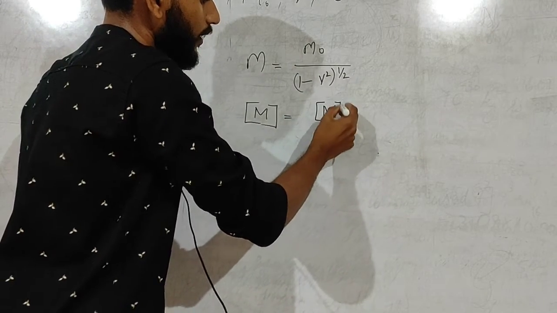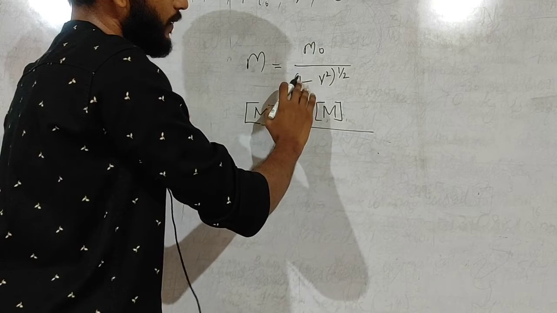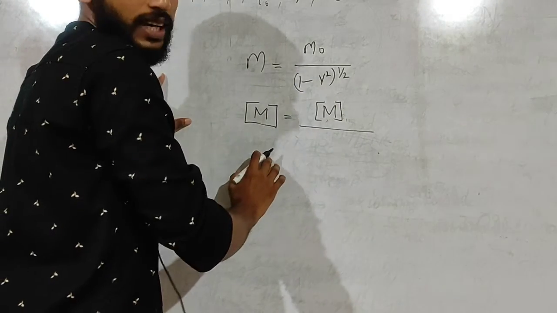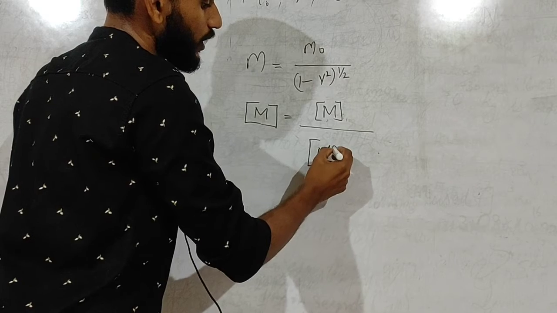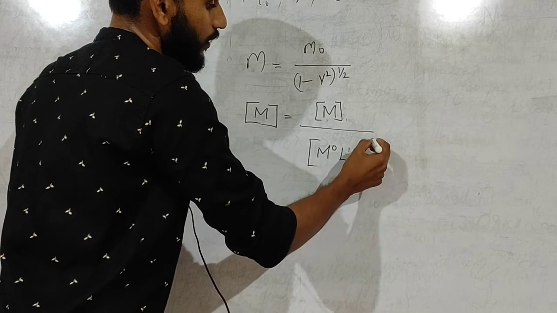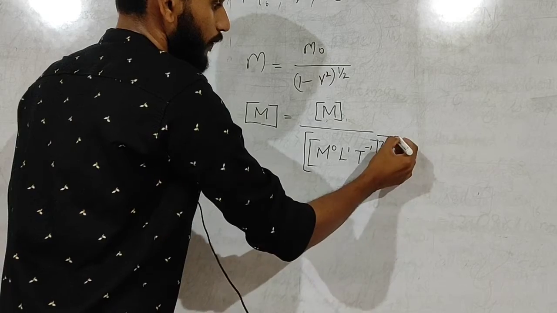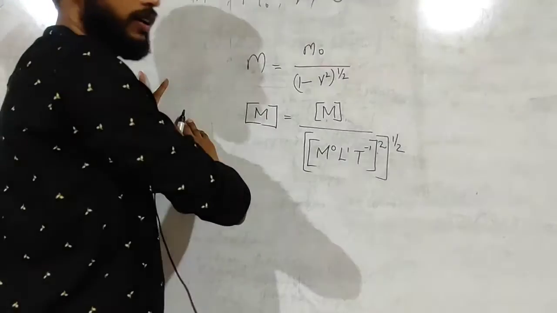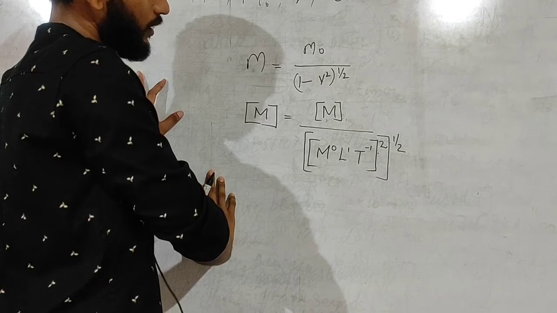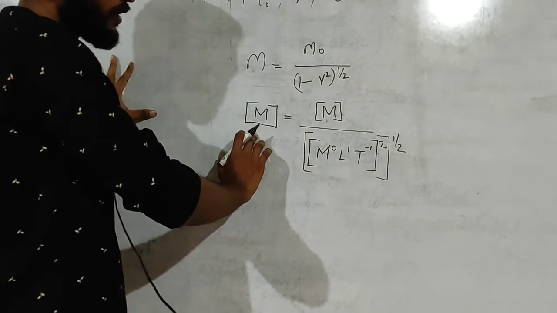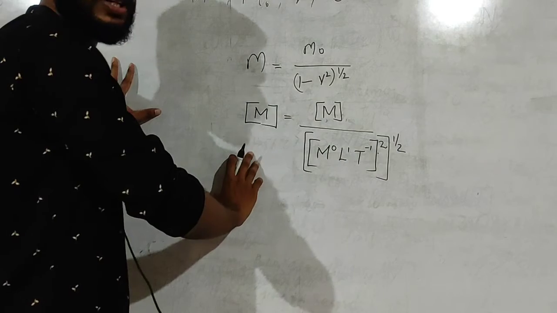Here M is there, but in the denominator, the 1 is dimensionless, but the v is there now. So for v, the dimension will be M raised to 0, L raised to 1, T raised to minus 1, and all square, all raised to 1 by 2. The 1 is not having a dimension. So you can see that the dimensions on the left hand side and right hand side are not equal. If you check the dimensional formula, they are not equal, so this equation is not valid.